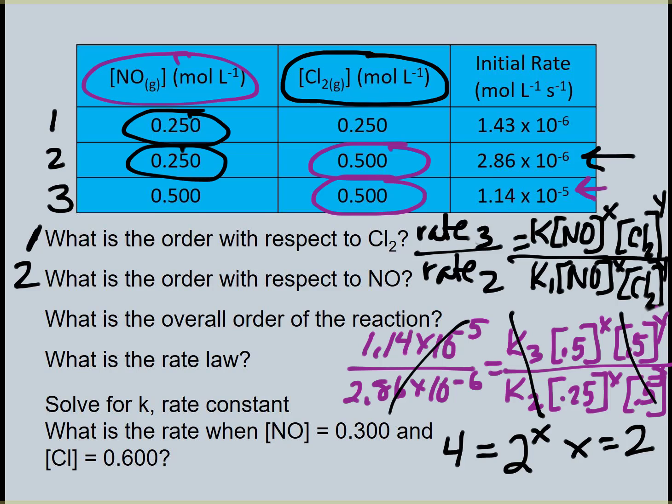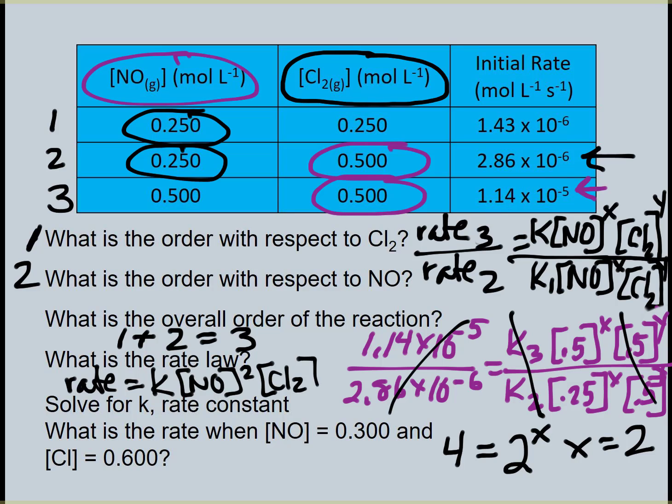What is the overall order of the reaction? Add up the exponents. So 1 plus 2. The overall order is a 3. What is the rate law? I do rate is equal to K, and then I know that my NO is a second order reaction and my Cl2 is a first order. And you don't have to draw the 1. If you drew it though, they wouldn't mark you wrong.